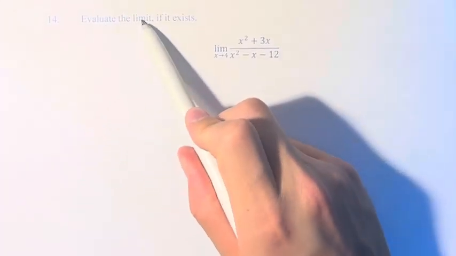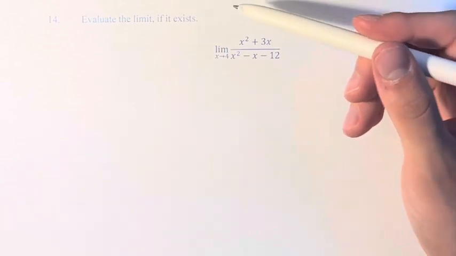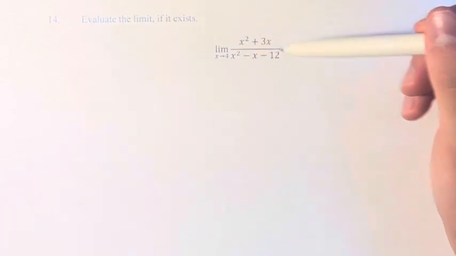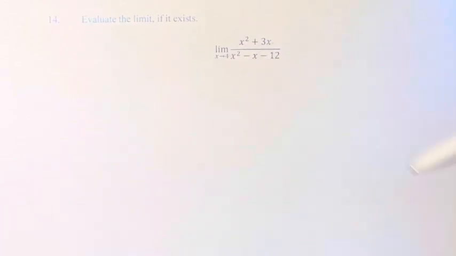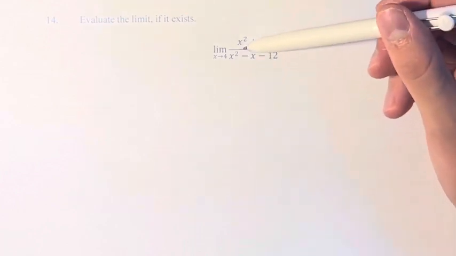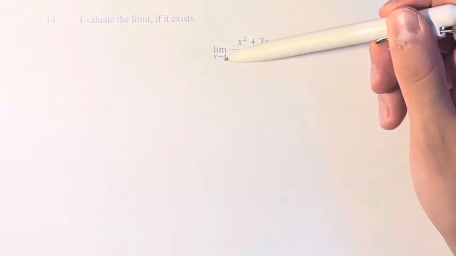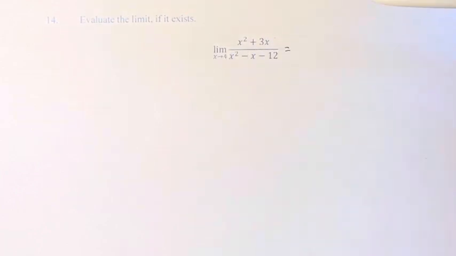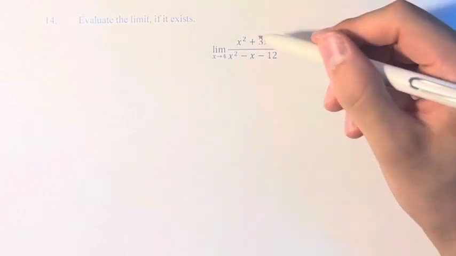In this problem, we're asked to evaluate the limit if it exists. We have the limit as x approaches 4 of x squared plus 3x over x squared minus x minus 12. So the first thing we want to do when we have a rational function is to try and simplify this. Because if we plug in 4 directly here, we're going to have 0 in the denominator, and you can't divide by 0. So let's try and simplify this.